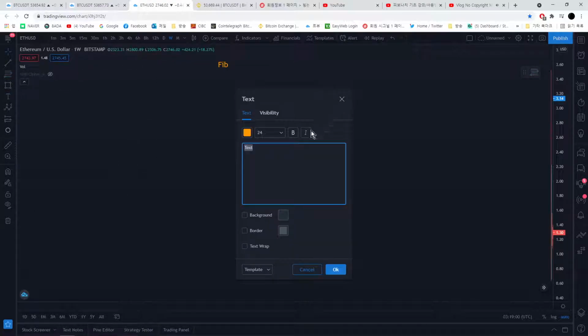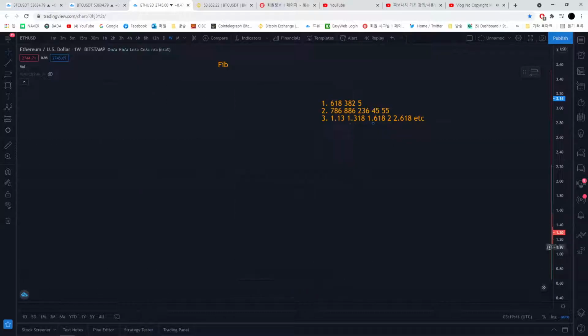Okay, so when it comes to Fibonacci, there are critical numbers that you need to know. Number one is where the most resistant and supporting zone is, which is the golden number 0.618, 0.382, and 0.5. And number two is 0.786, 0.886, 0.236, and recently 0.45, 0.55. And also we have extension 1.13, 1.318, 1.618, 2.618, and so on and so on.